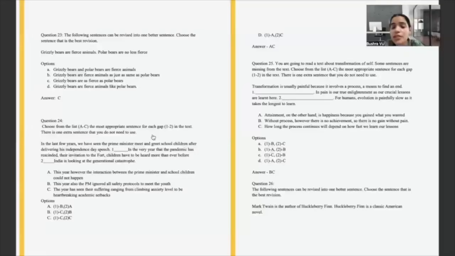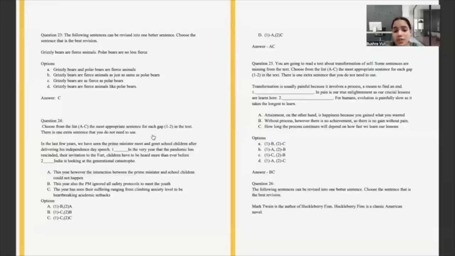Look at the third sentence. In pain is our true enlightenment as our critical lessons are learned here. Okay, we're talking about lessons now. So out of option A and C, which talks about lessons? Option C, how long the process continues will depend on how fast we learn our lessons. For humans, evolution is painfully slow as it takes the longest to learn. You only have to correlate what the first sentence is talking about, so you can come up with the second sentence. That's the cheat code to this. So the correct answer is B, C, which is option A.